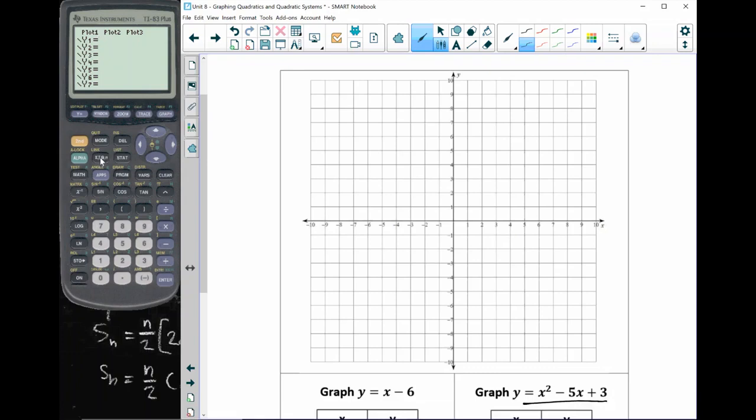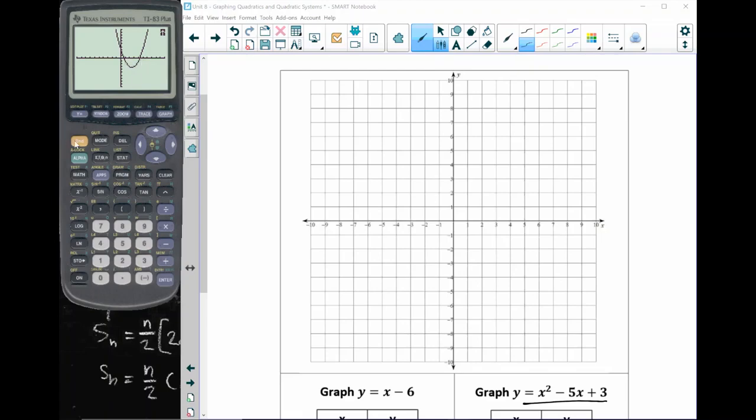So X,T,theta,n to grab an x, I'm going to square that. I'm going to subtract 5 X,T,theta,n. I'm going to add 3. And I'm going to press graph and look at the picture. Oh, there you can see I'm going to have 2 distinct roots.